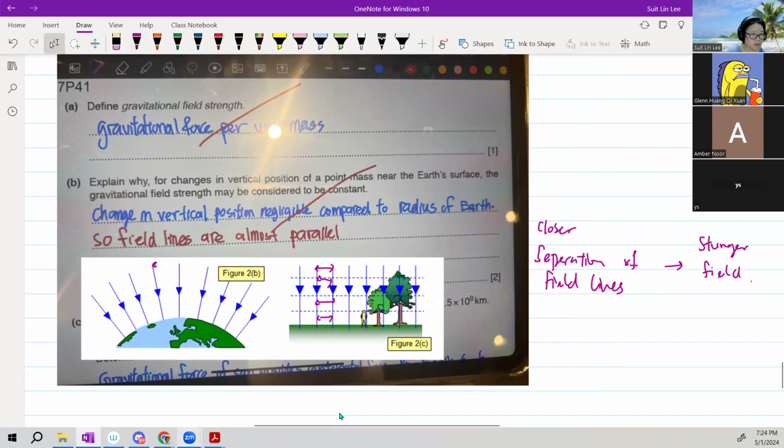So for example, here the gravitational field is weaker. Here the gravitational field is stronger because you're closer to the surface compared to on the top. But if I zoom in enough, it will look like it's almost parallel. Hence, I can say that the field is same separation. Almost parallel is same separation. So same g field or same g.